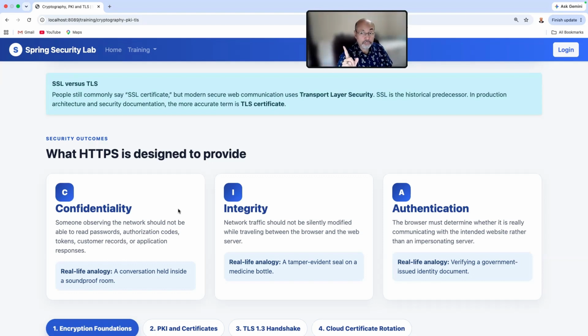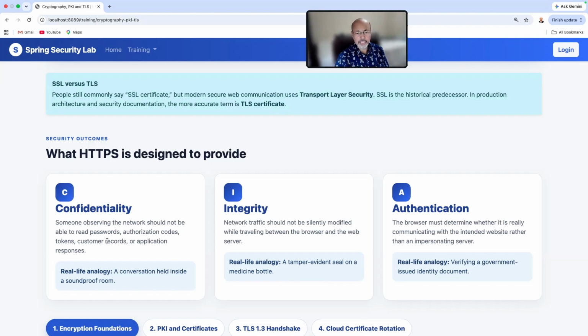It gives us confidentiality. Someone observing the network should not be able to read passwords, authorization codes, tokens, customer records, or application responses. How do we do it? By applying encryption. Real life analogy: a conversation held inside a soundproof room. Nobody can hear it.